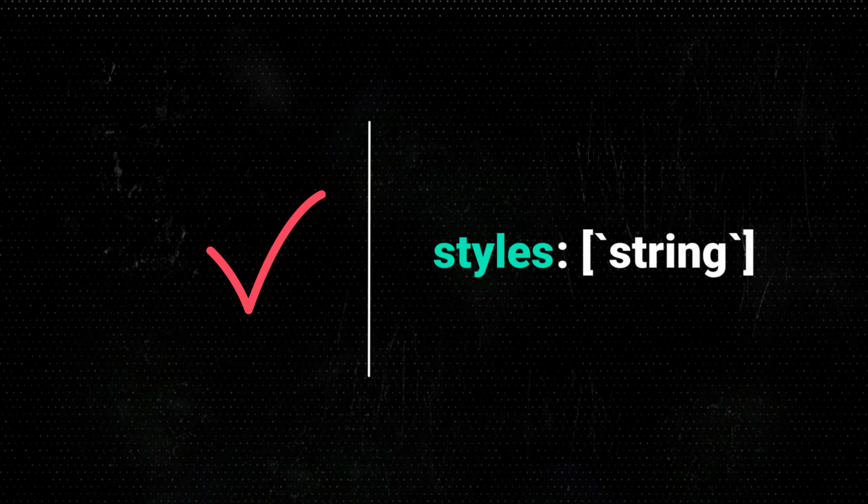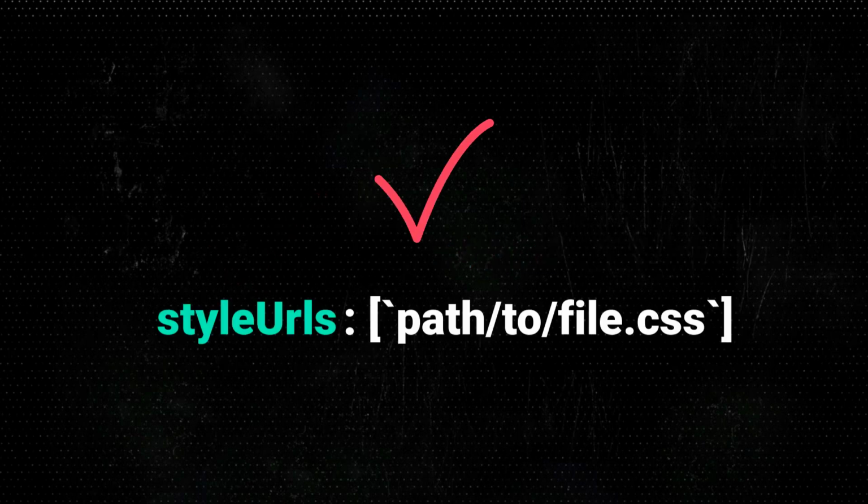You can still provide an array of styles to the styles metadata property, and the styleUrls property can still be used with an array of style sheets. So you won't need to change anything if you don't feel it's necessary, but you can if you like the new way better. It's completely up to you.